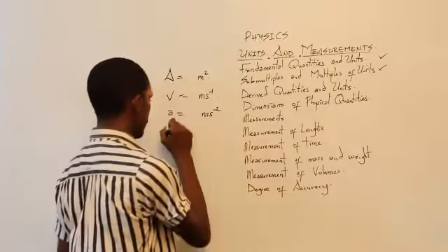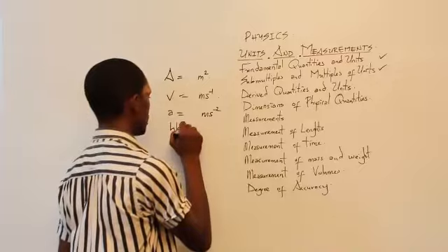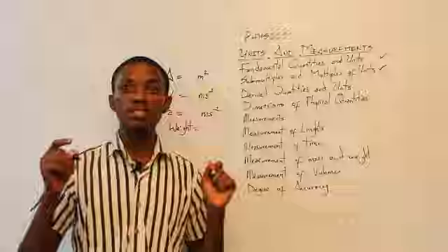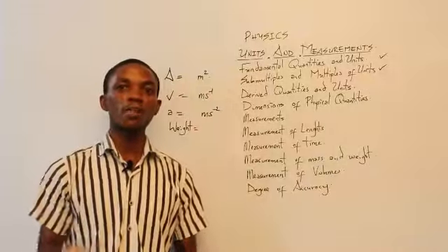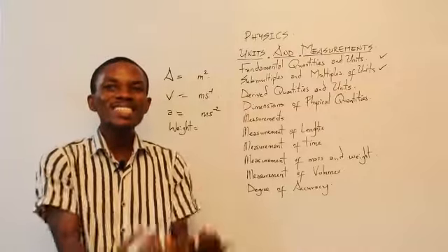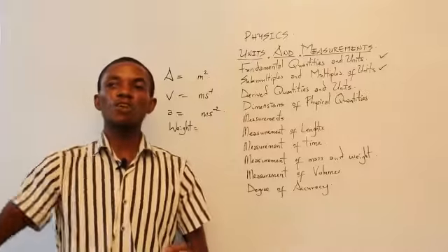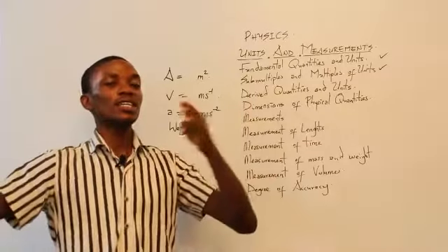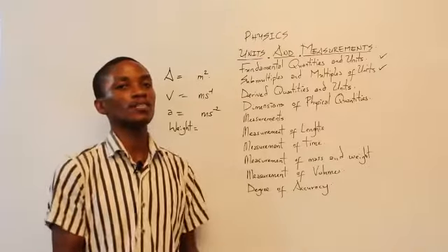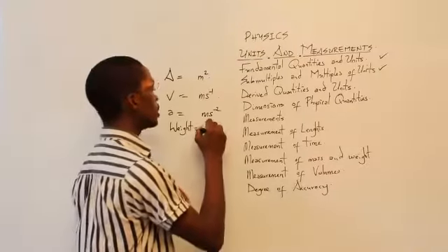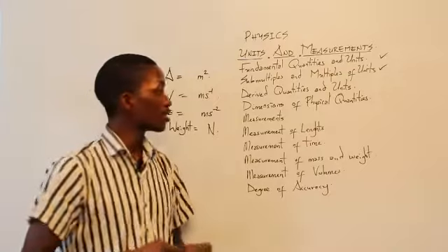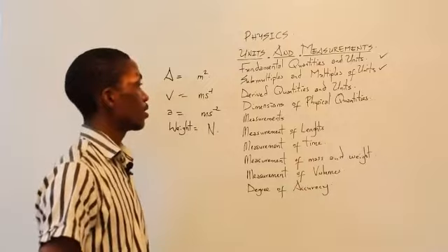We have our weights. Yes, some of you may want to argue this, but your weight is actually a force. It is not the same thing as your mass. Your mass is the number of particles in a thing, while your weight is the effect of gravitational pull in a particular location on that number of particles. So your weight is actually measured in newtons. And we have many of them as that.